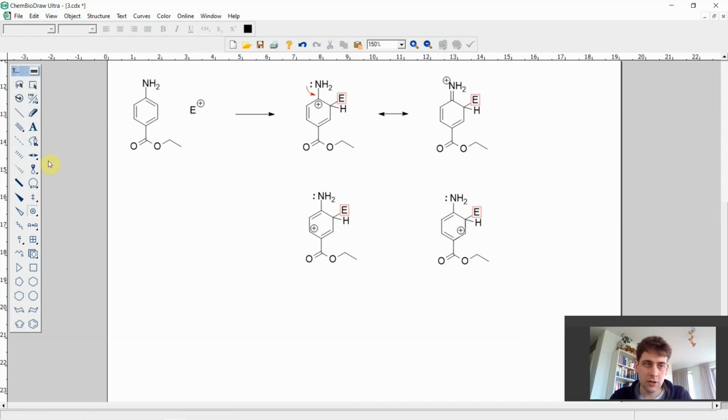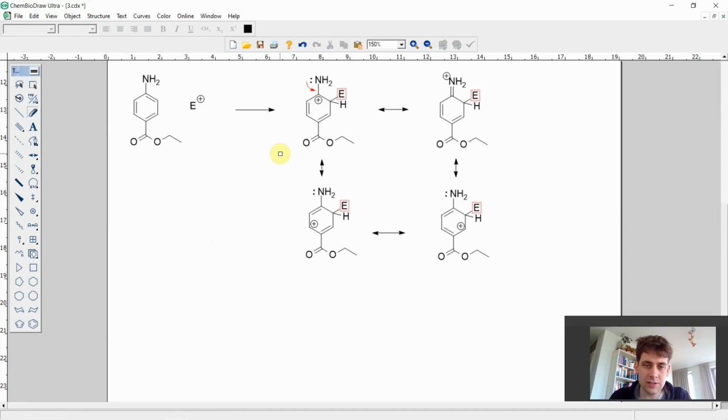So this is actually quite nice. We just add the resonance arrows here to make it complete. So all of these structures contribute to the stability. This is actually very good. Those are the resonance structures for the ortho-substituted product here.